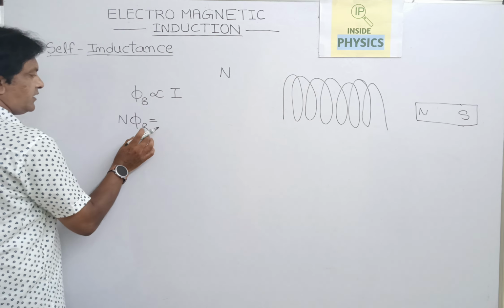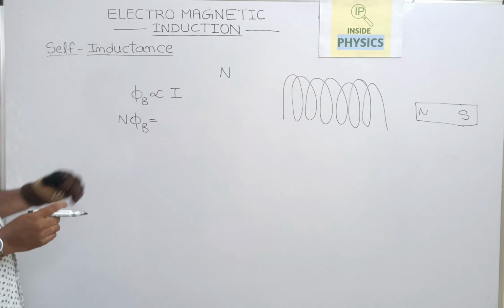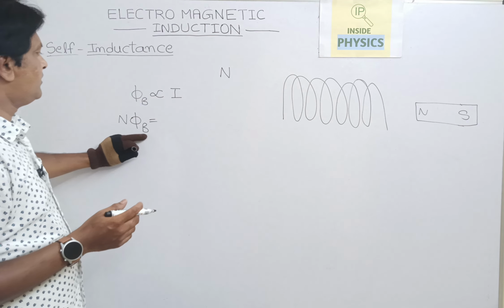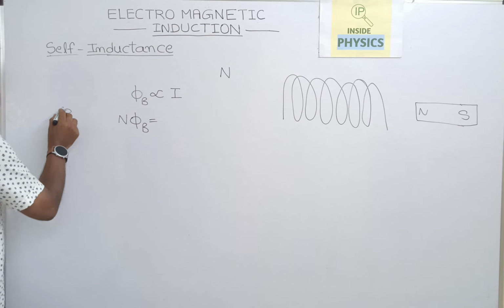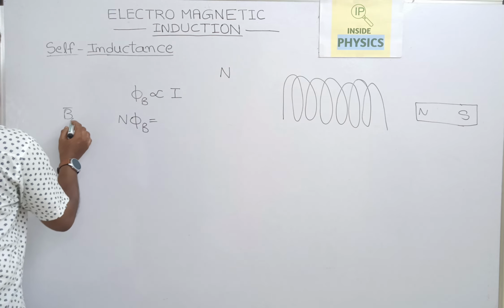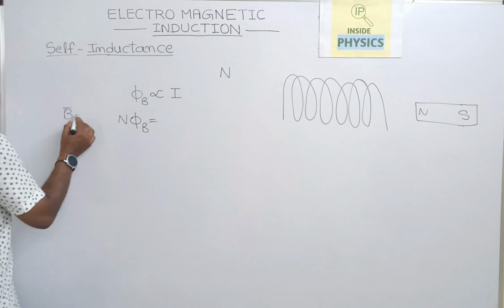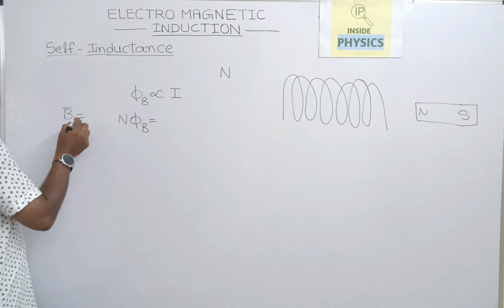Here the flux is related to magnetic induction. Flux and flux density, this is called magnetic induction B or B bar, whatever it may be, because magnetic flux density is a vector quantity. Here B bar is a vector quantity, and this will be measured in Tesla, Weber per meter square.